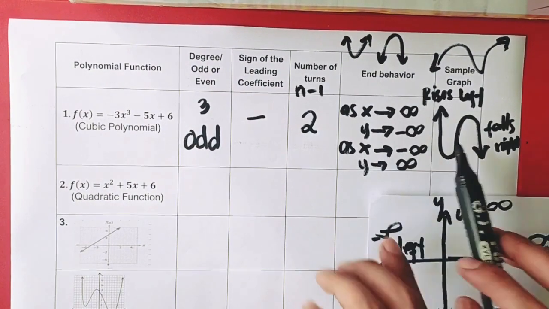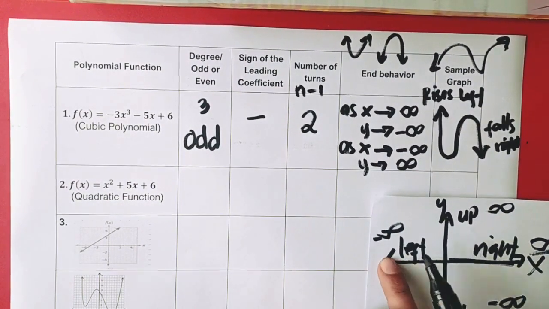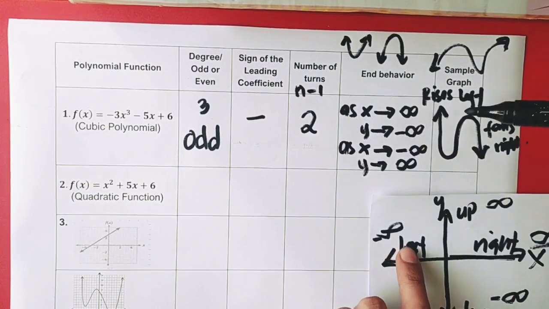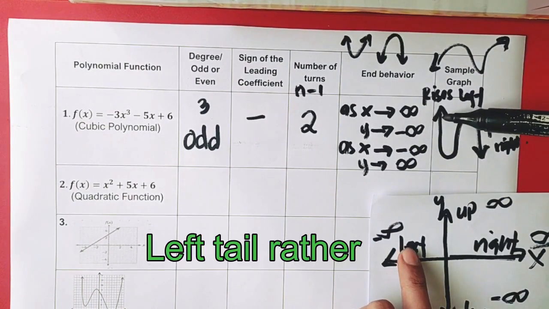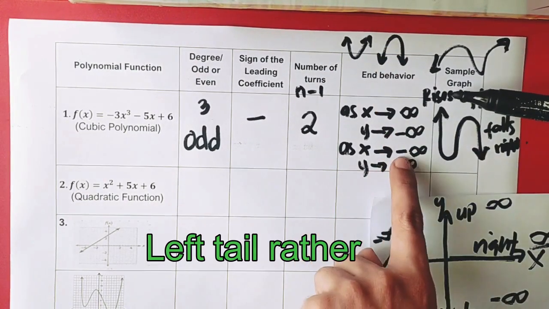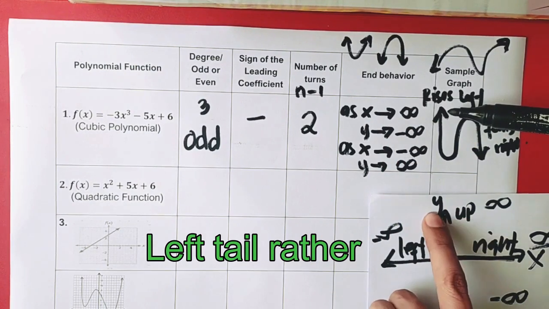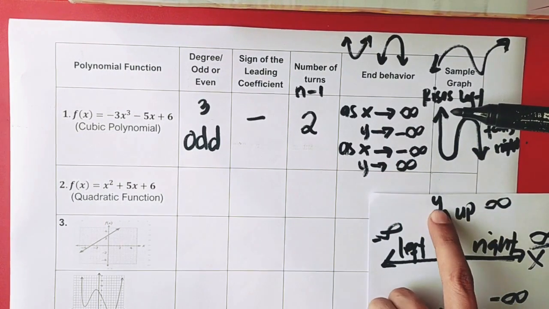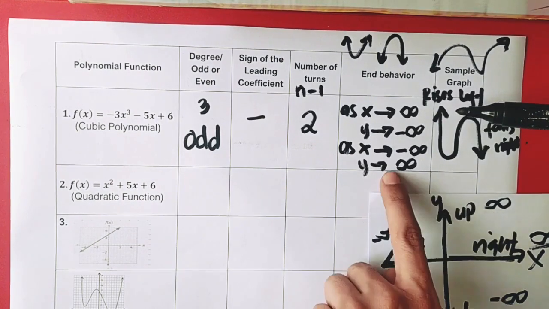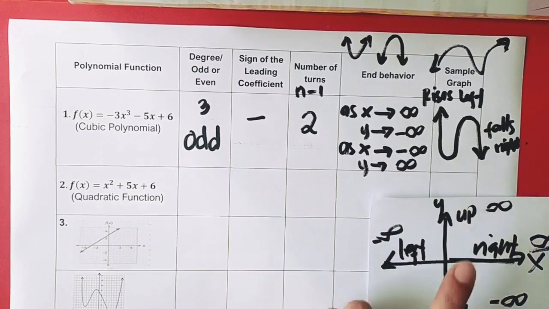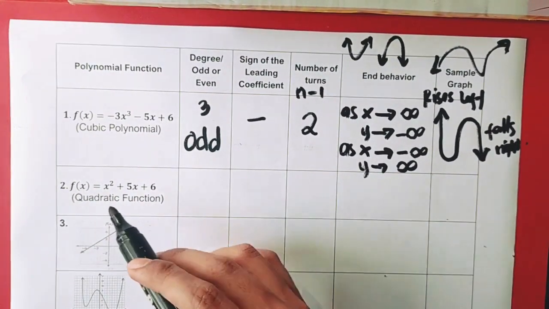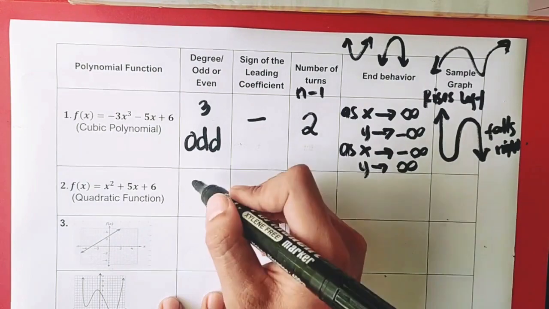Next, as x goes to the left, what are the numbers to the left? Negative infinity. Where does the left tail go? The left tail goes up. What are the numbers going up? Those are the positive y numbers. So y is positive infinity. Okay, so let's have number 2 example. The degree here is 2.